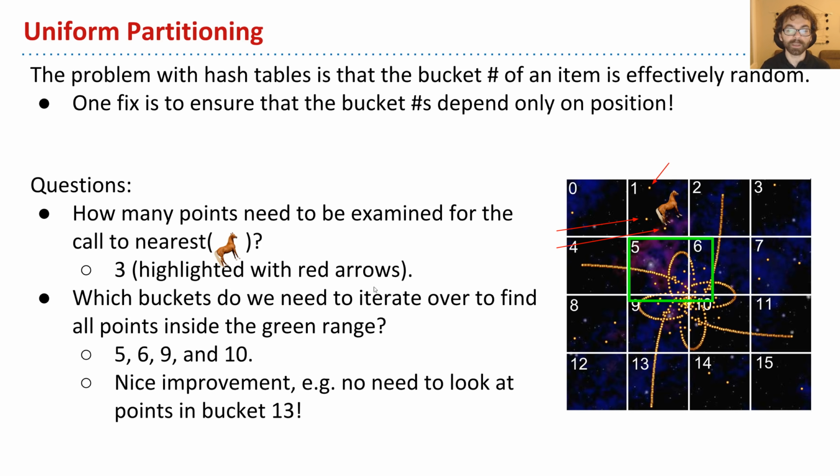And then when it comes to iterating over the green rectangle and finding all the points inside it, there's no need to look in bucket 13 or 11. We only need to look at the points in 5, 6, 9, and 10. So we would go to bucket 5, let's say it's implemented as a list or whatever, and we would look at this point, this one, this one, this one, and we'd be adding them to some results list. When we got to bucket 10, we'd look at this point, this point, and so forth.